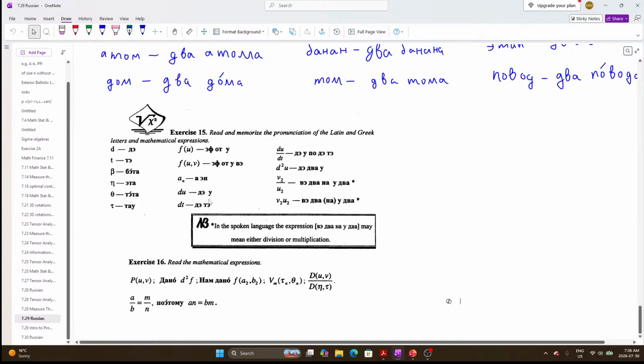du over dt, or just du dt, reads du por dt. And d square u, the second order differential, is d 2 u. It's just literally D2U.